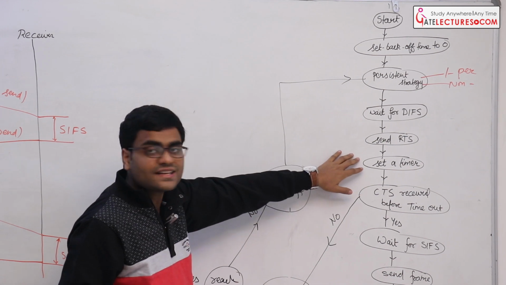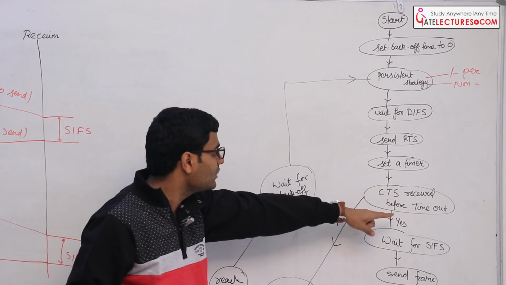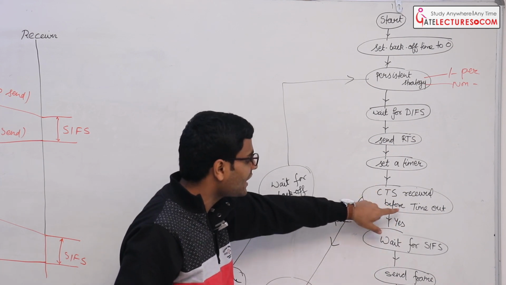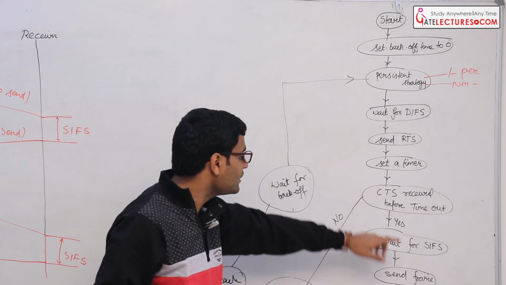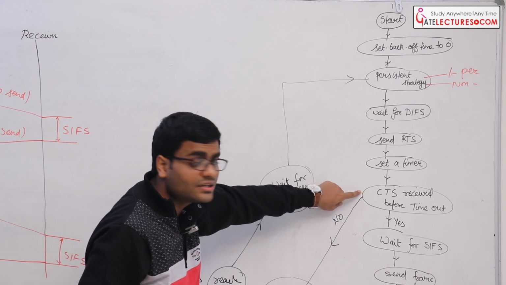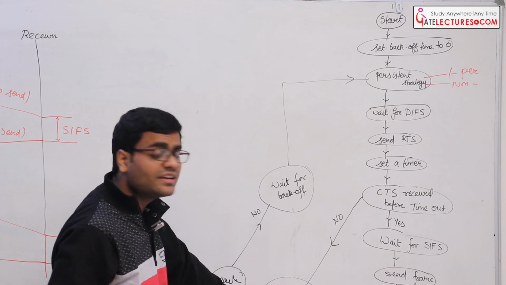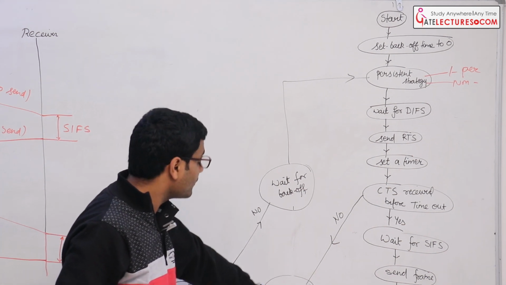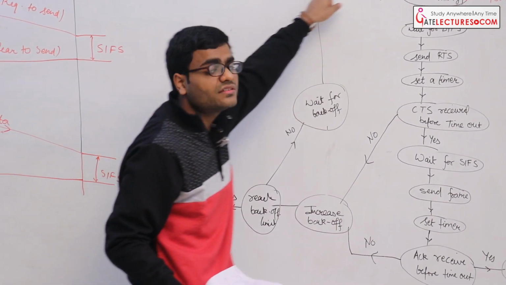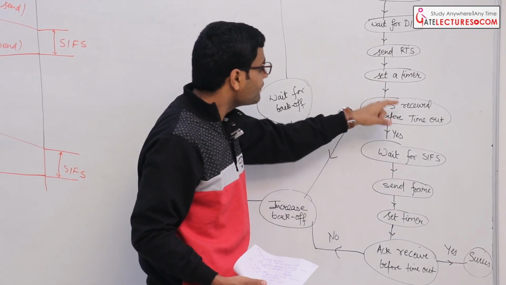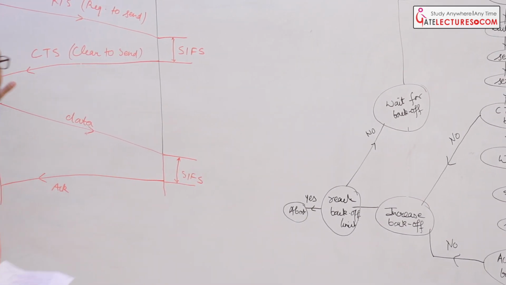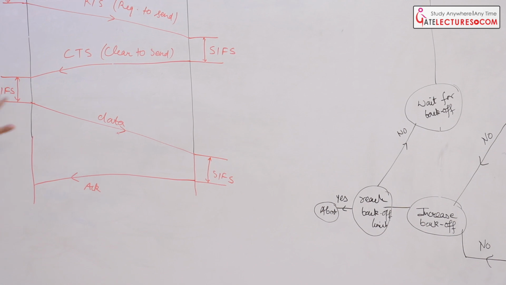If the CTS signal is received before timeout, then only we proceed afterward. Otherwise, if the CTS signal is not received before timeout, we will increase the backoff time, and we again wait for that backoff time, and the process starts again. If the CTS signal is received before timeout, it means that the receiver is ready to take the data frame.